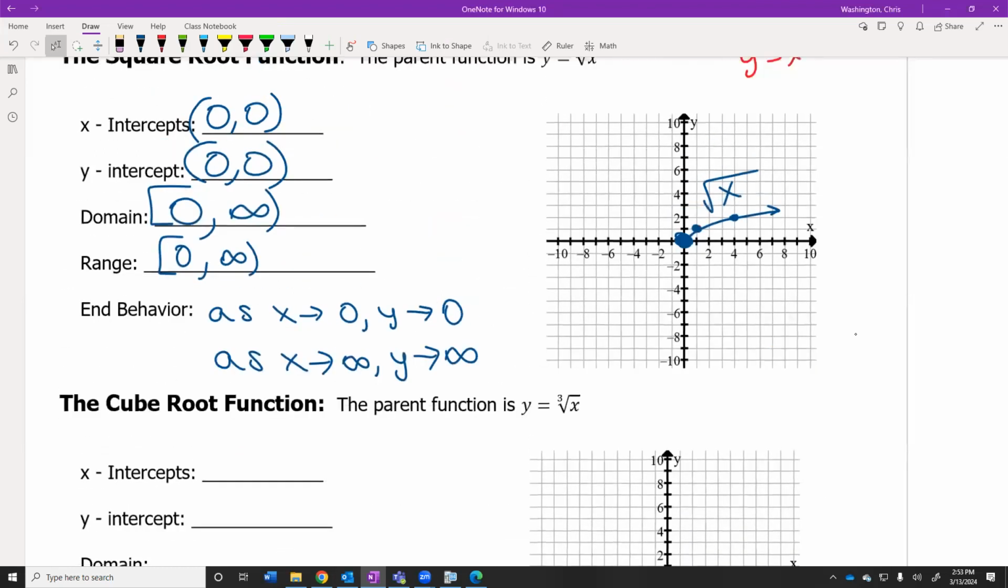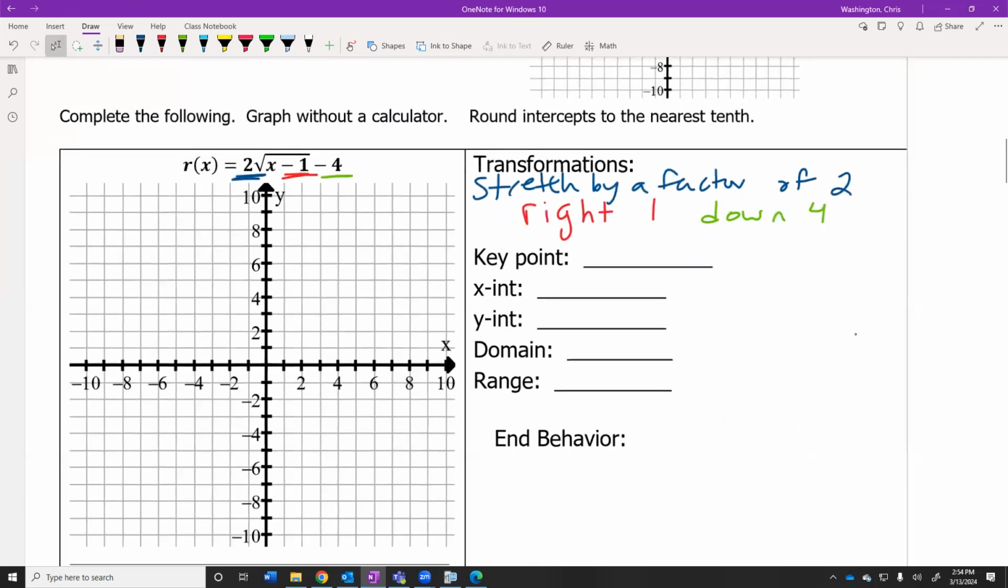We have this point right here that goes through the origin, and we're going to call that point our key point. Because when I move this graph left, right, up, down, that point is going to move left, right, up, down. That point is not affected by a stretch, a shrink, or a reflection. This is a little bit different than logarithms and exponentials because we didn't have a point that went through 0, 0 for logarithms and exponentials. But now that we have that point that goes through 0, 0, this is the point that's going to move left, right, up, down, and it's not going to be affected by the stretch, the shrink, or the reflection.